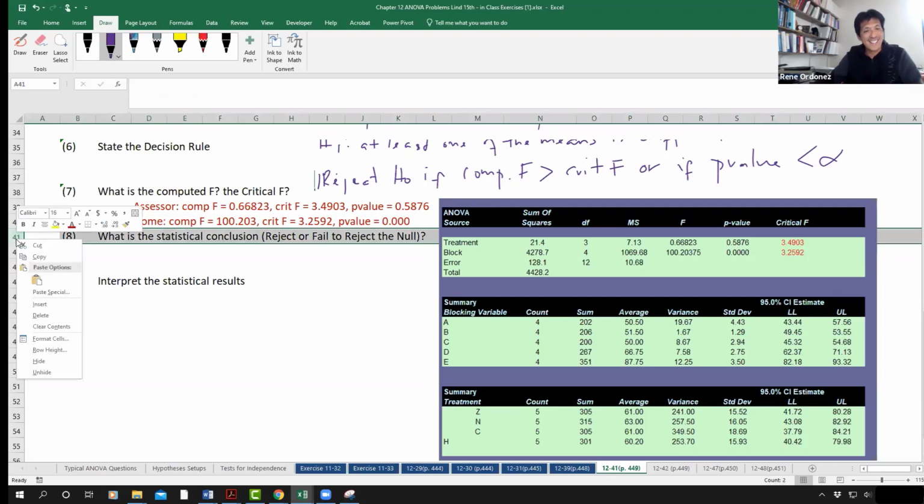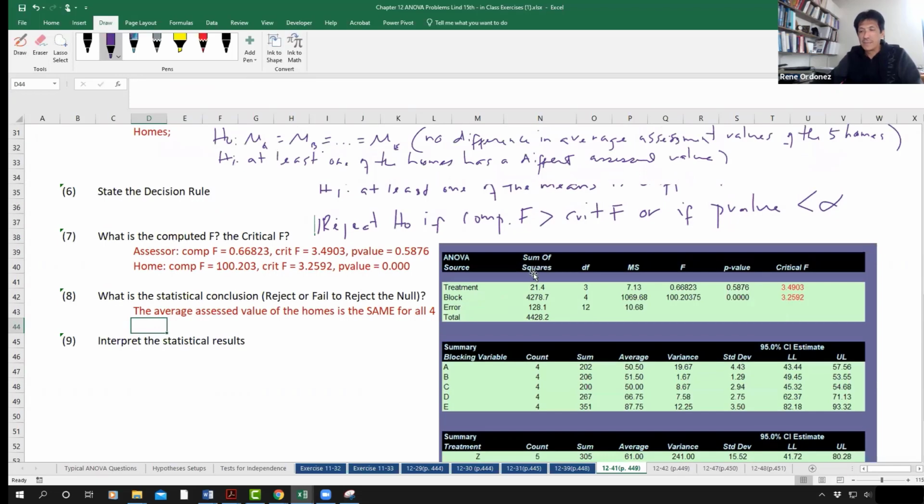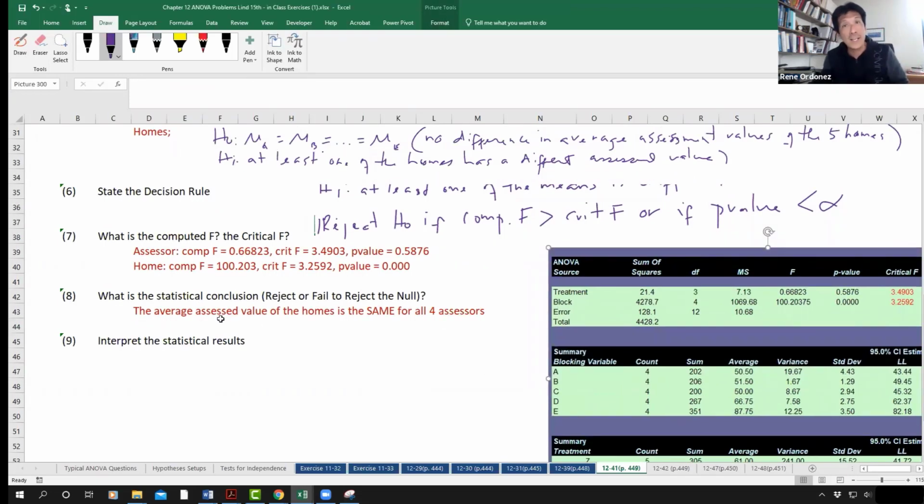So for the statistical conclusion, we'll say the average assessed value of the homes is the same for all 4 assessors. Okay? And again, we want that. We want the assessors to be consistent in assessing the values of the same type of home.